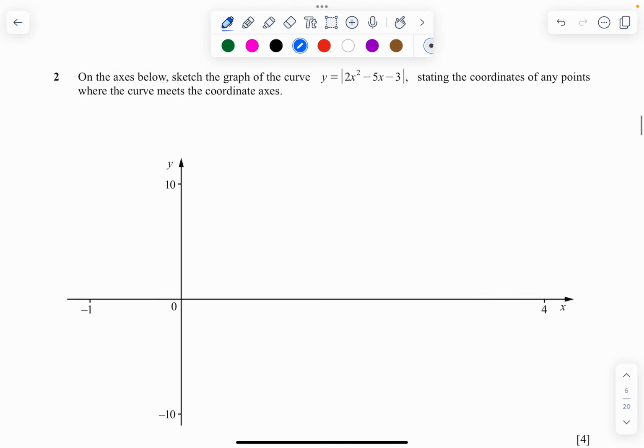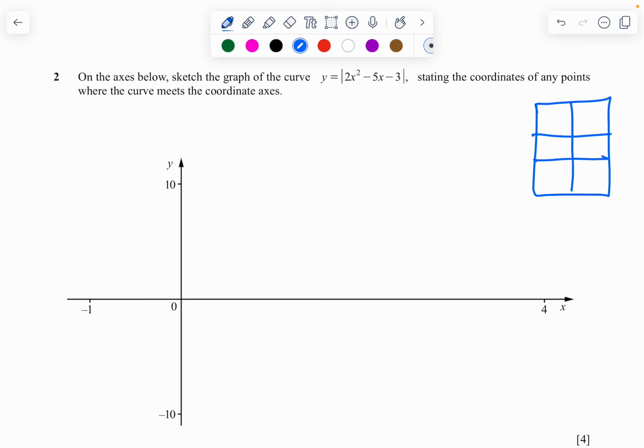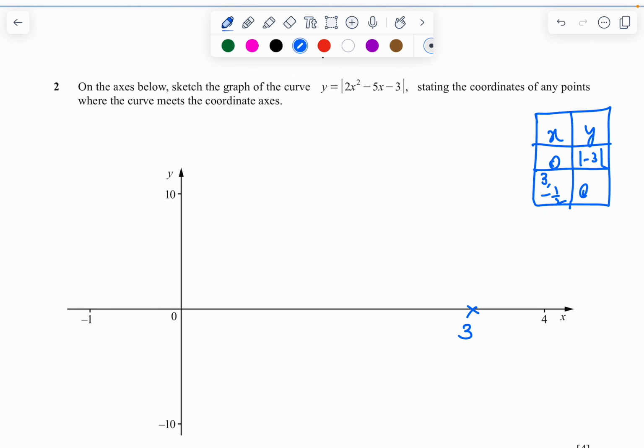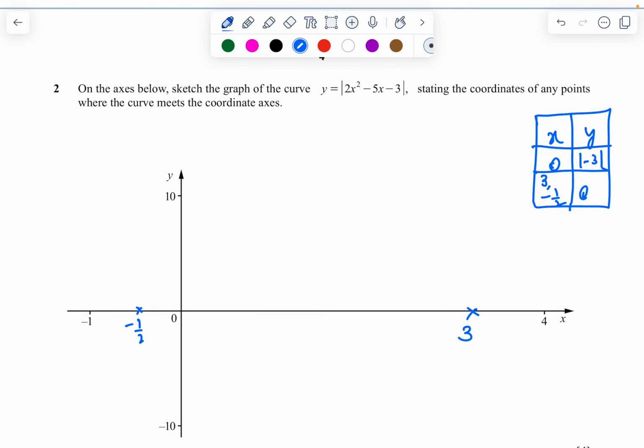Next question, on the axis below, sketch the graph. Okay, and you can see that it's a modulus. So for any graphs, first we need to make a table. That's very important. So x coordinate, it's x-intercept and y-intercept. When x equal to 0, y is modulus of 3. And when y is 0, just factorize, you will get x equal to 3 and x equal to negative 1 over 2.